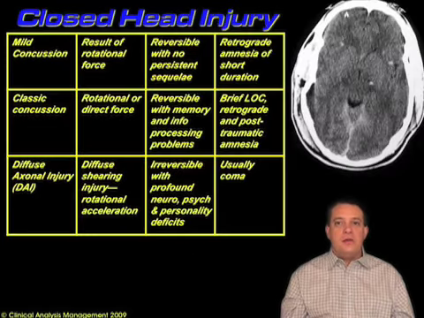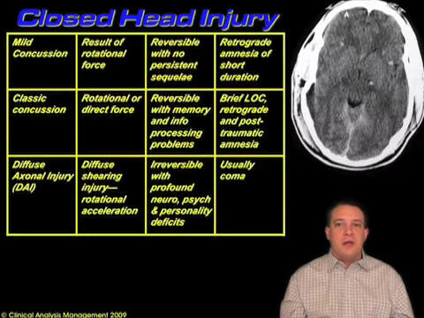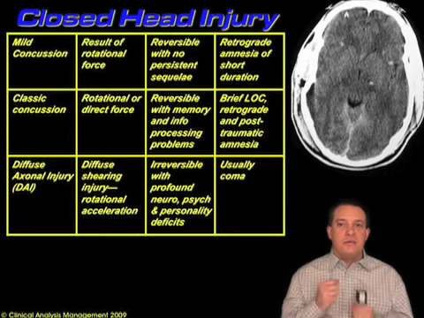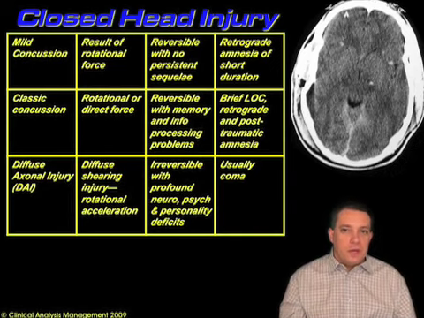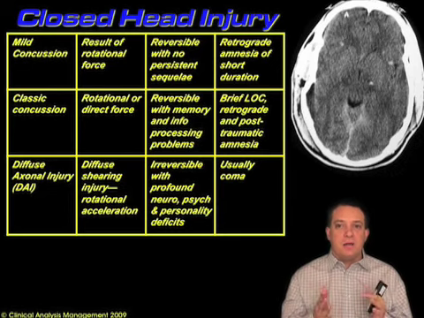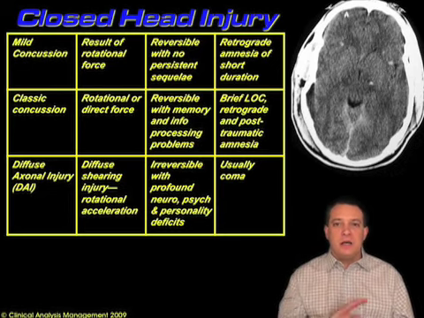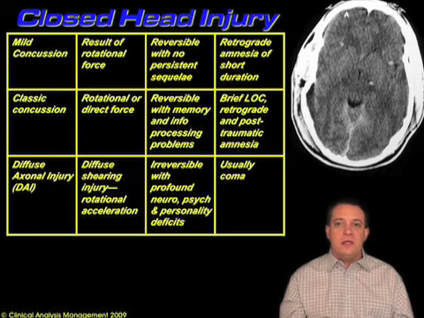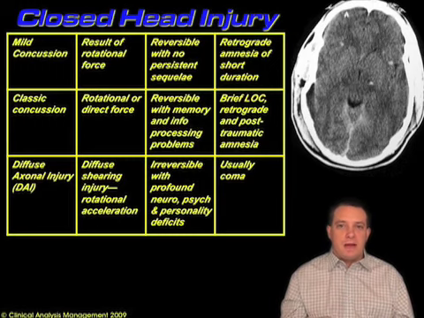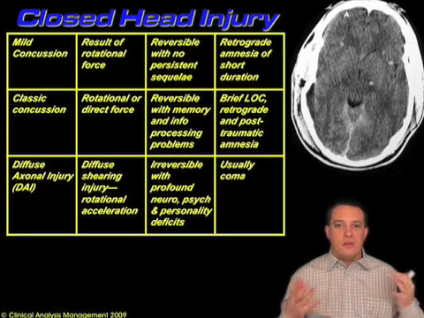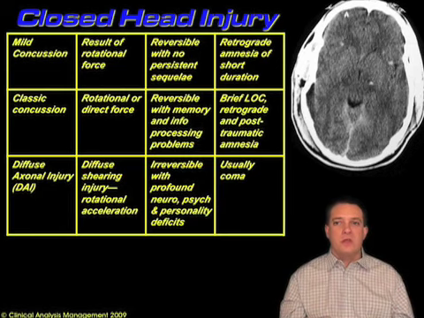Okay, when we talk about closed head injuries, just a quick review of a couple of different types. A mild concussion is usually because of a rotational type force, like what we would see in a relatively minor impact. The classic thing that defines a mild concussion is that the patient has a complete reversal of their symptoms and doesn't have any persistent problems. Usually the only thing that persists is retrograde amnesia. So they don't remember getting knocked out, or what happened right around the time they got knocked out. But all their other symptoms go away within a really quick period of time.